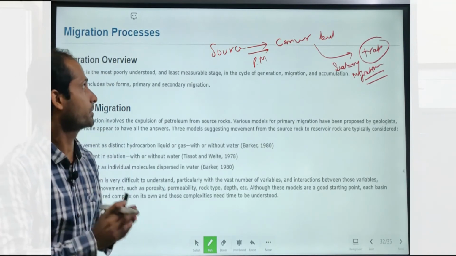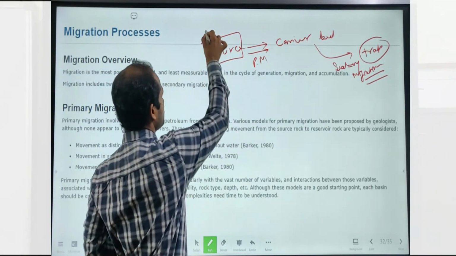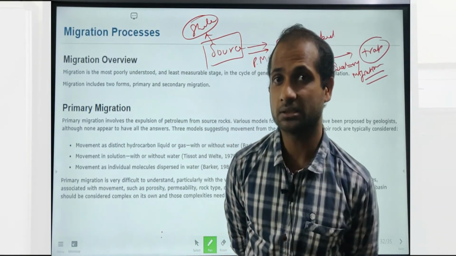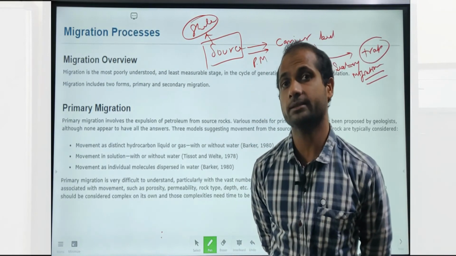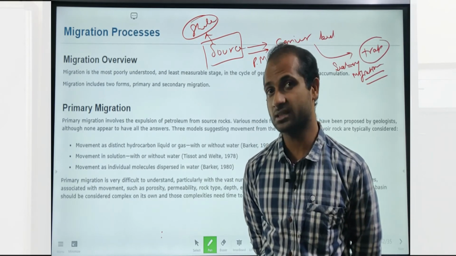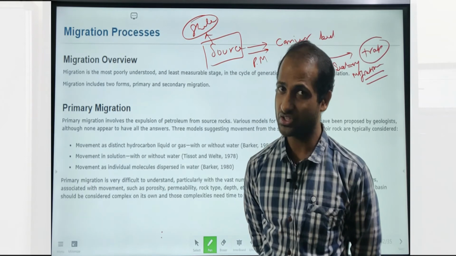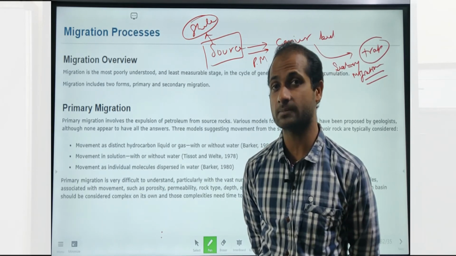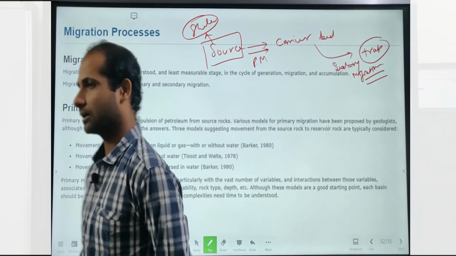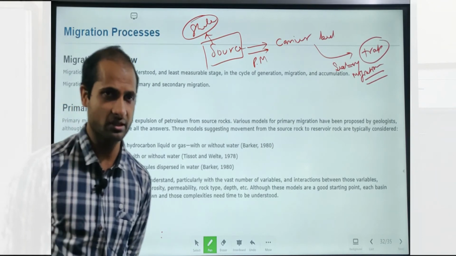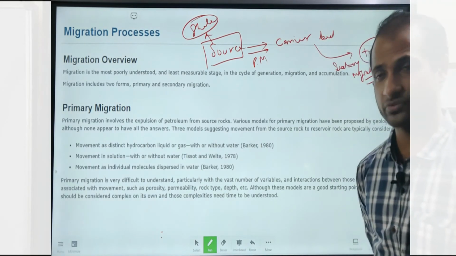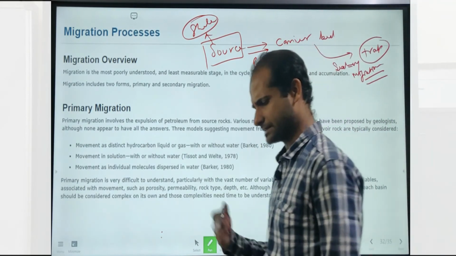Next question comes, because what is our source? Our source is shale, and from the start of this lecture I am telling that shale has some porosity, but it is impervious. When shale is impervious, then how does this migration take place? This is really a big question. That's why this primary migration has not been well understood till date, but there are several theories and assumptions which have been given by several scientists from time to time.